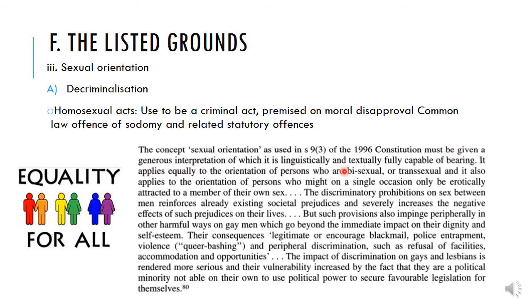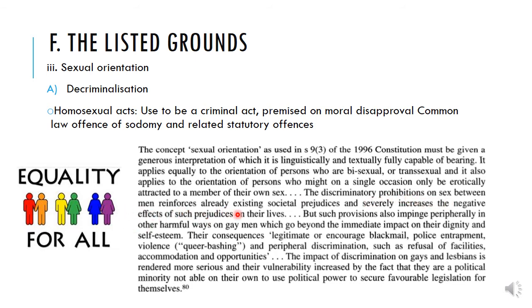It must be given a generous interpretation, of which it's linguistically and textually fully capable of bearing. It applies equally to the orientation of a person who is bisexual, transsexual, and also applies to the orientation of people who might, on a single occasion, only be erotically attracted to a member of their own sex. So if I ask you in a test, what does sexual orientation mean in terms of section 9.3, you need to tell me that it refers to people bisexual, transsexual, and even people who only on a single occasion might experiment with someone of their own sex.